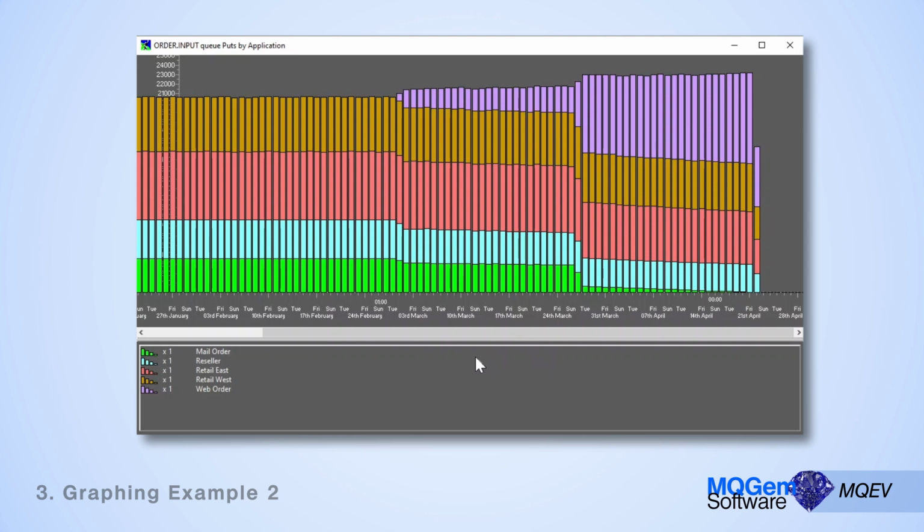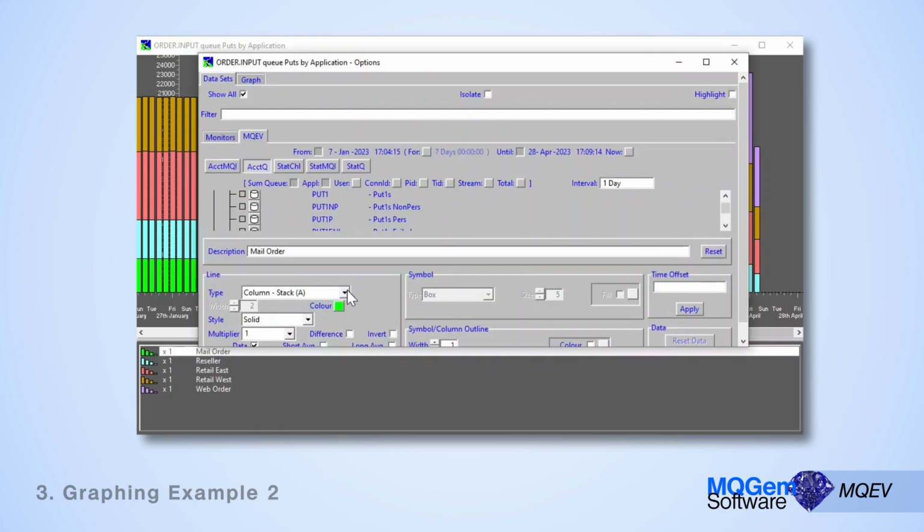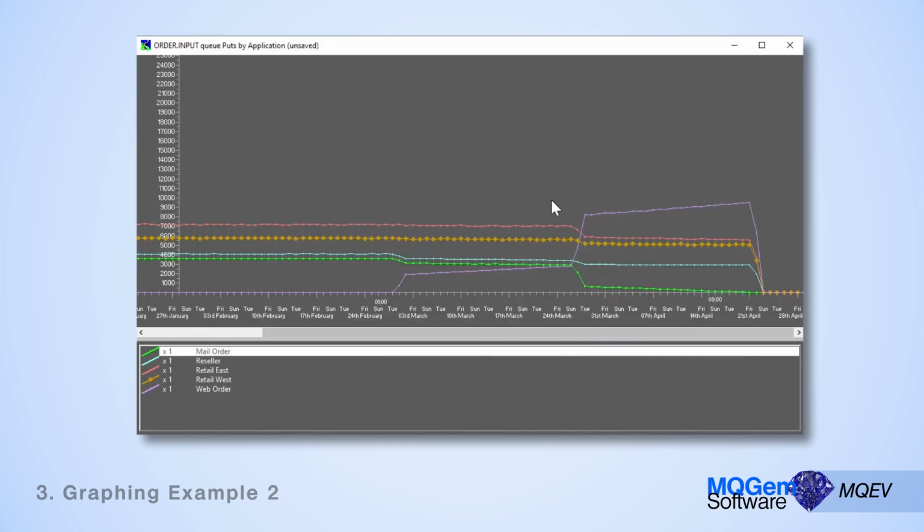Looking at each of the individual stacks, we can see that when the web order application came online, the mail order application started reducing quite markedly, and all the others reduced a little bit. To see that reduction more clearly, we switch to a line graph.